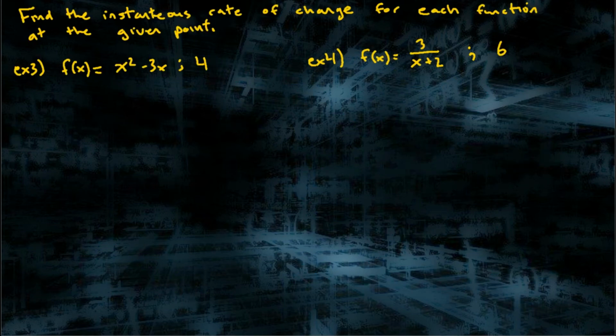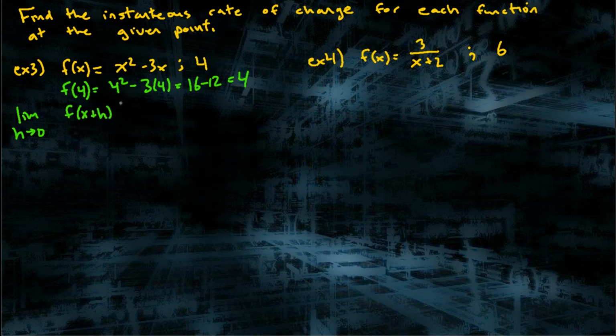Okay, last two examples, and hopefully you've caught on to how we are doing this. Instantaneous rate of change at 4. So the first thing I'm going to do is find f of 4. That's going to be 4 squared minus 3 times 4, which is 16 minus 12, which is 4. So I'm going to find the limit as h approaches 0 of f of x plus h. h is just going to be that little bit past. And then we're going to have all over h.